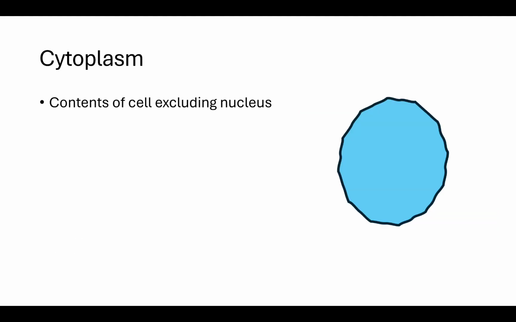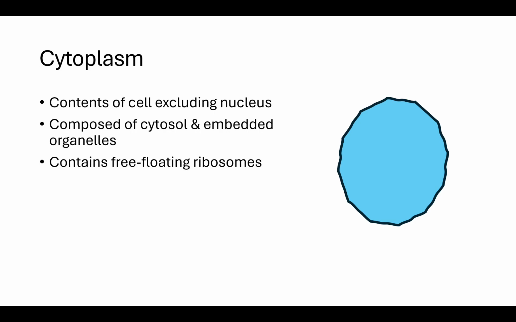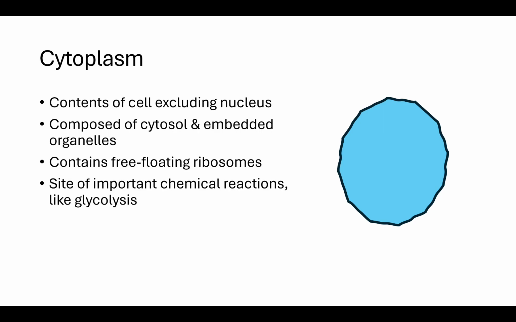Then moving on, we have cytoplasm. So this is the contents of the cell, everything in the cell except for the nucleus. It has two components, the cytosol, which is the fluid that kind of surrounds all the organelles, and then the organelles that are stuck in it. It also contains the free-floating ribosomes, and some important chemical reactions happen there, for instance, glycolysis, which we'll talk more about when we talk about cell respiration.